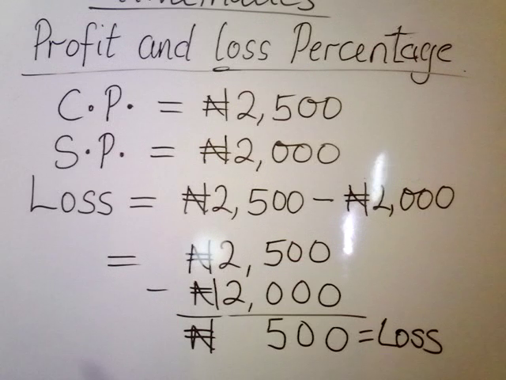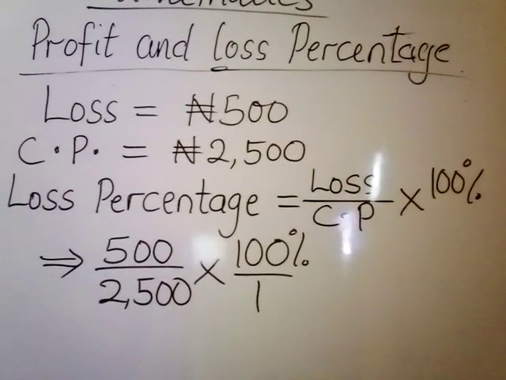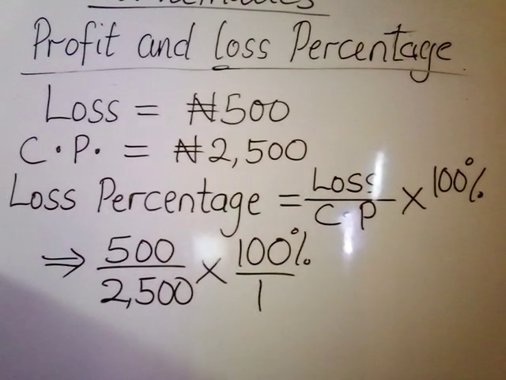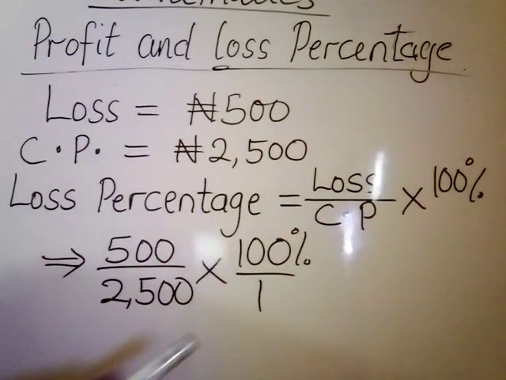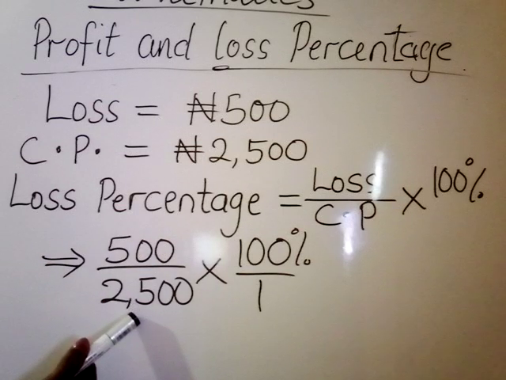Next, we're going to calculate the loss percentage. The loss here is 500 naira, as we have seen. To calculate the loss percentage, we divide the loss by the cost price and multiply it by 100%. In this case, the loss is 500 and the cost price is 2,500 naira, and then we multiply it by 100%.